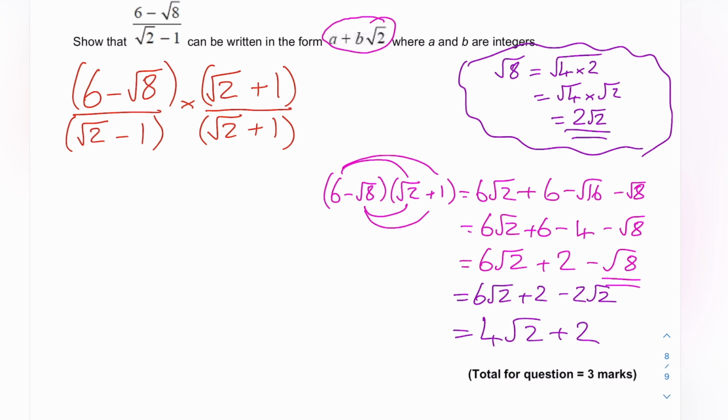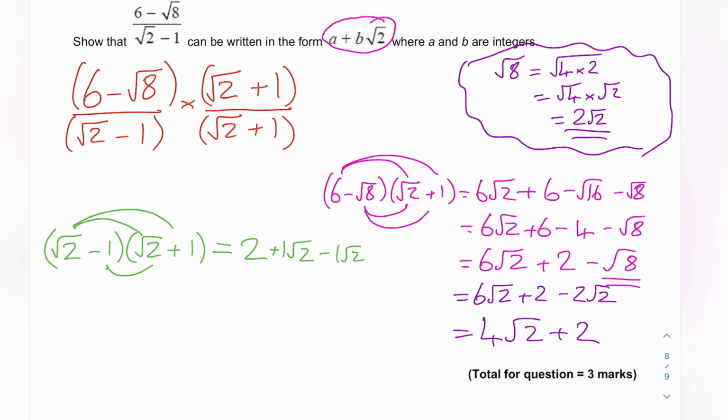Now we're going to look at our denominator. So we've got root 2 minus 1 multiplied by root 2 plus 1. Root 2 times root 2 is equal to 2. Root 2 times positive 1 is positive 1 root 2. Minus 1 times root 2 is negative 1 root 2. Minus 1 times 1 is equal to negative 1. We will again see that our root 2's cancel each other out, and then we're left with 2 subtract 1 on our denominator, which is equal to 1.